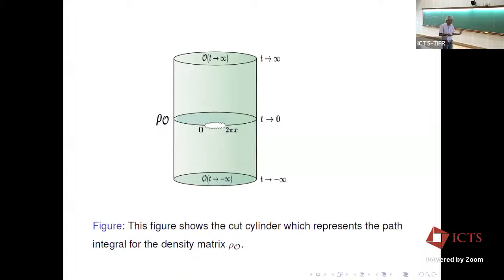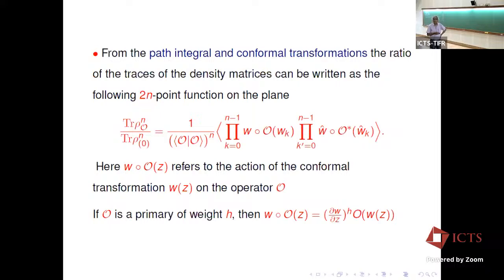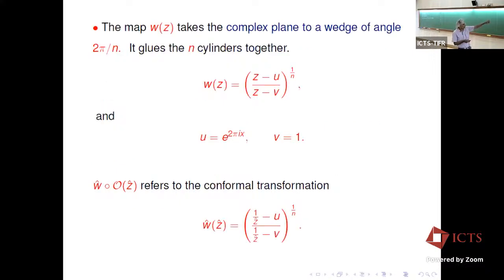And then computing in the replica trick means that you glue these cylinders together. And there is a conformal map. I guess many people in this audience know it. There's a conformal map in which this density matrix to the power n computation can be mapped to a 2n point correlation function. I'm going over this quickly because I think many people are familiar with it. So 2n point functions on the plane. You map first the cylinder to the plane, and then each plane is mapped to the wedge of 2 pi n, and the operators go to certain points.